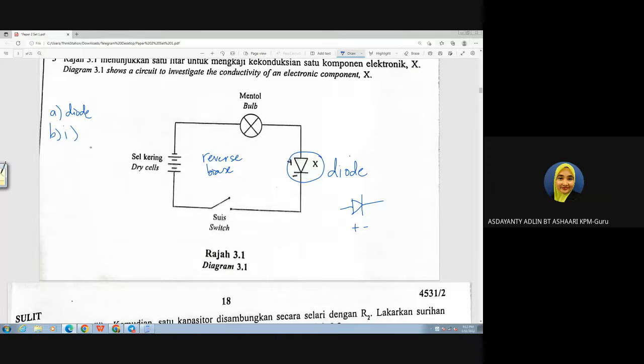Anyone? Sebab apa? Because the diode is connected in reverse bias.